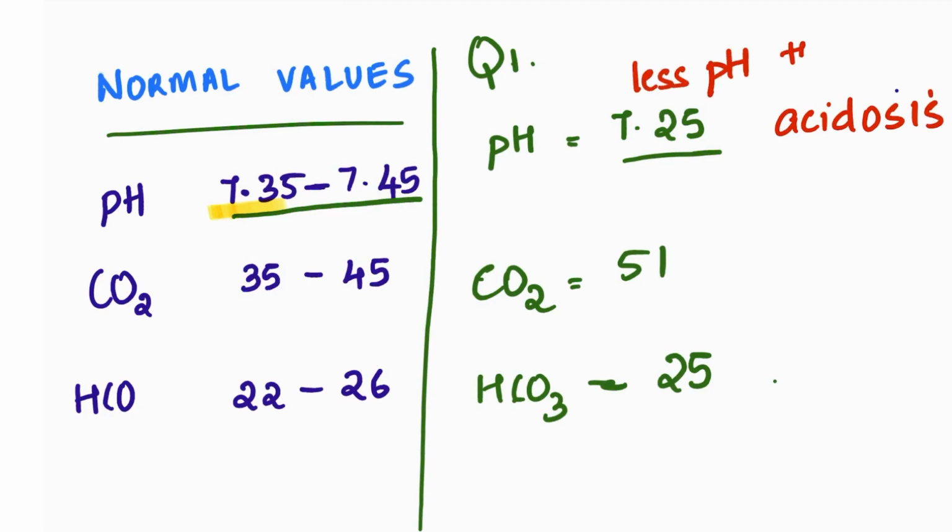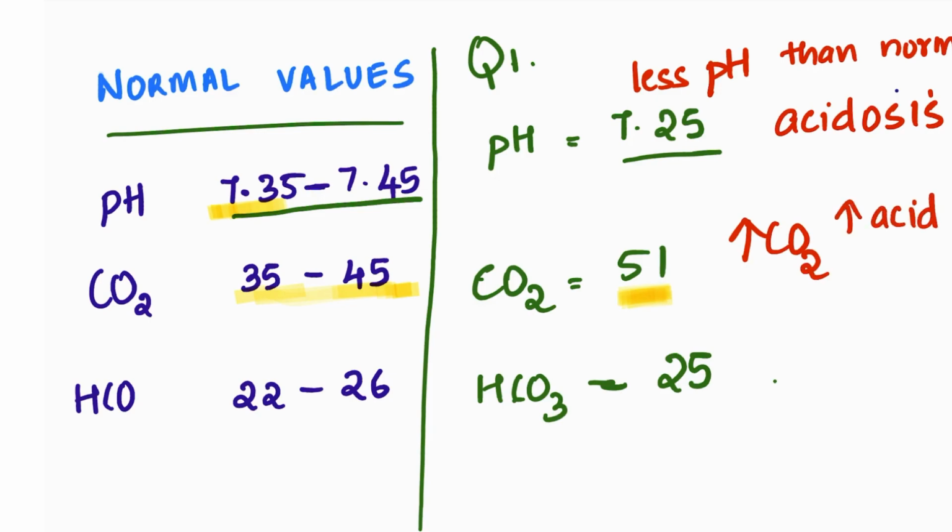Next, we look at the carbon dioxide, 51. That is much higher than the normal range because the normal range here is 35 to 45 and this is 51. So there's a lot of carbon dioxide, increased carbon dioxide, which means increased acid. And we know carbon dioxide is controlled by the lungs, so it is a respiratory condition. So respiratory.